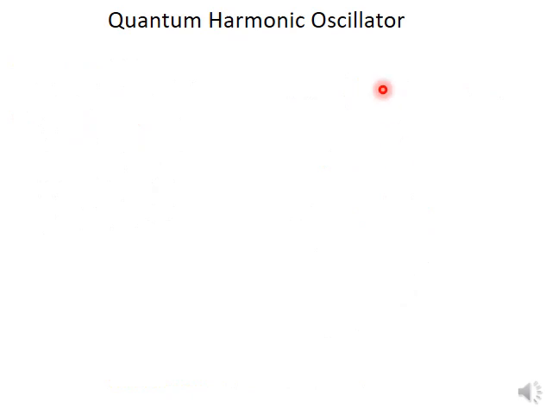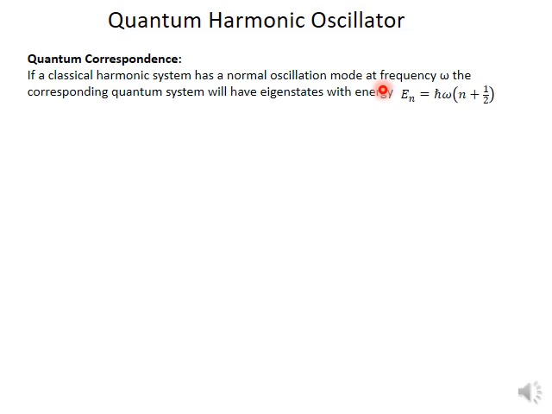So before I describe the quantization of the lattice vibration, I would like to start with a quantum harmonic oscillator, and a principle which is called quantum correspondence. If you have a classical harmonic system, any classical harmonic system, which has a normal oscillation frequency omega, it can be a one mass system, it can be a two mass system, any classical system, but with normal modes of oscillations.